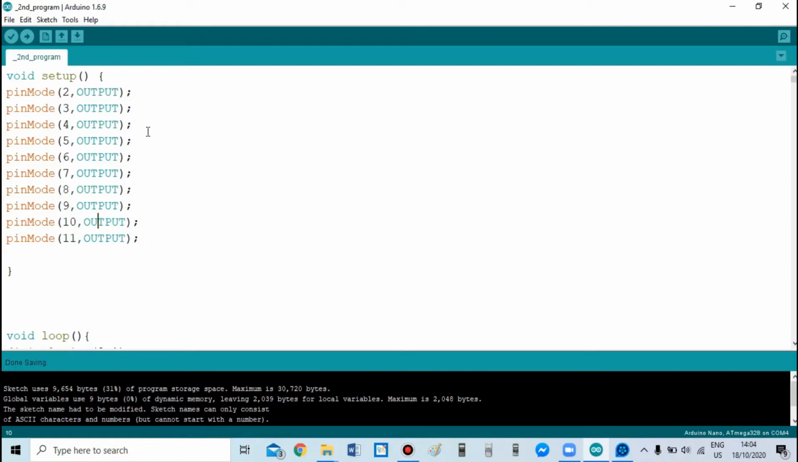You have to understand, as I declared 10 outputs, I can use this program. I use this presentation for 10 LED lights because I have already selected 10 outputs.